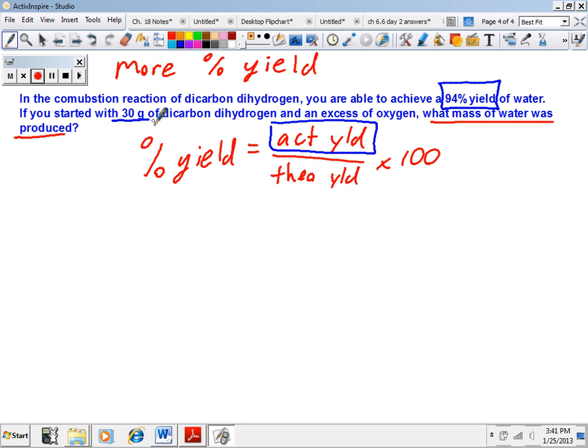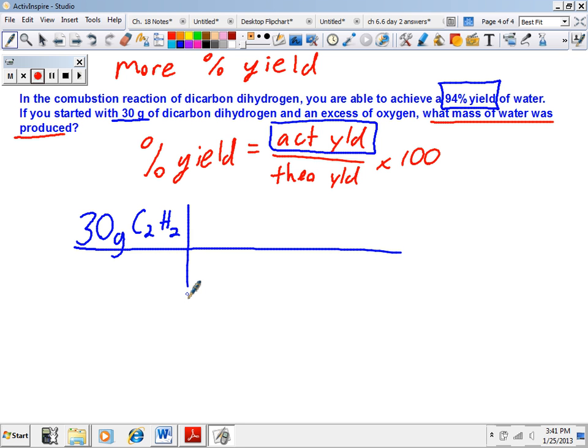So let's go ahead and do it. We've got 30 grams of the C2H2, and we're going to do our stoichiometry and figure out how much water that's going to produce. So let's go ahead and convert that into moles. So we've got C2 is 24, that's 26 grams is 1 mole. Grams are going to cancel out.